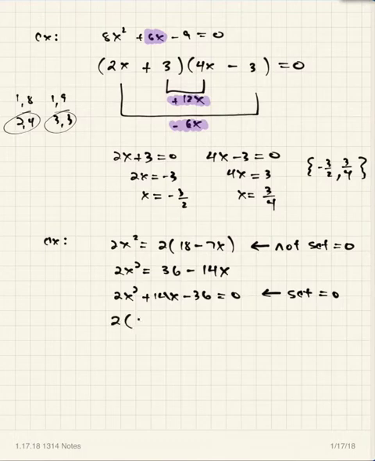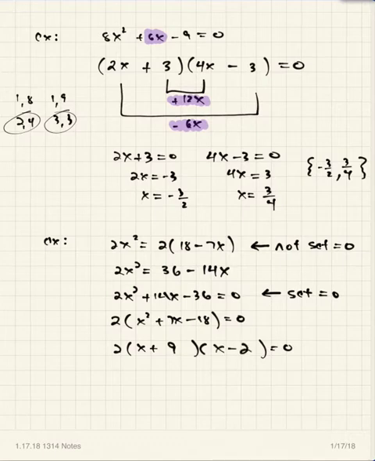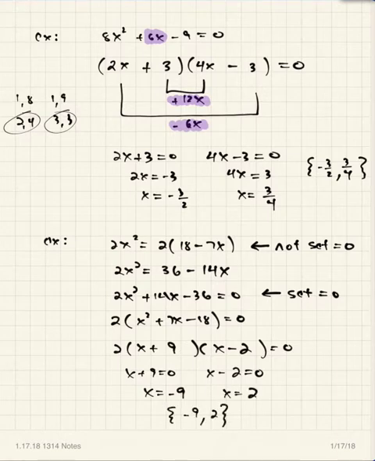You could take out a 2, like that, and so that common factor, and then factor that trinomial, and that factors x plus 9 times x minus 2, like that. So it works out pretty easy from there, but you have to make sure that you take the time to set the equation equal to 0. So you end up with x equals negative 9 and x equals positive 2. So negative 9 and positive 2, like that. All right, so that should work out pretty well.